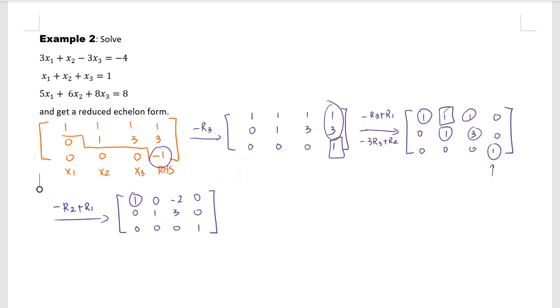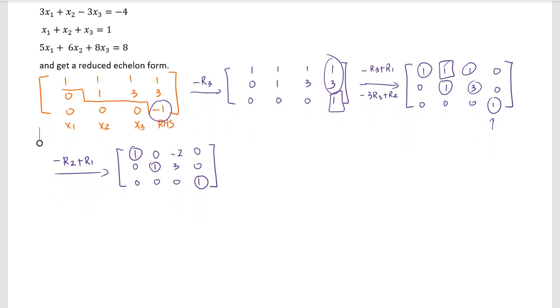And you can see the leading entries are 1, and they are the only non-zero entries in that column. Okay, while looking at this reduced echelon form, if you try to solve the system, you can see the last row corresponds to 0x1, 0x2, 0x3 equals the right-hand side. So the last row tells us that 0 equals 1. And this is impossible. So you can see we still have no solution.